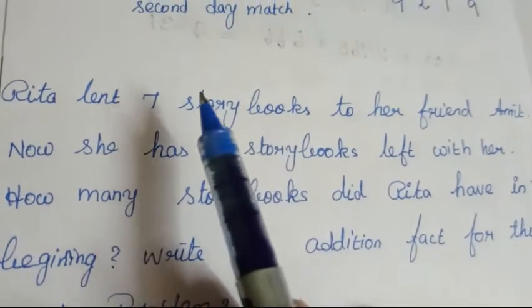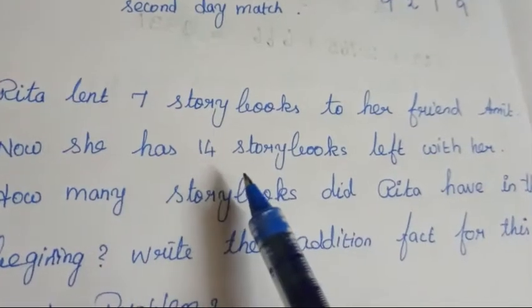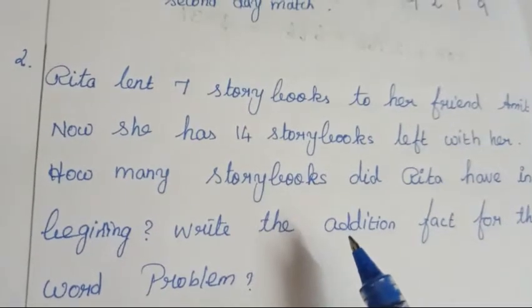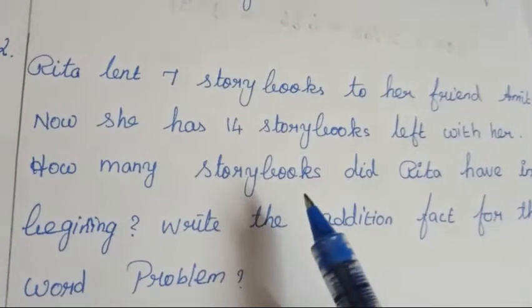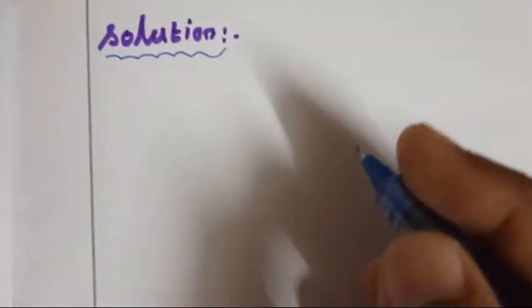Yes, you have to add 7 and 14, so you can get the number of storybooks Rita has in the beginning. Okay, children, now let's write the solution for this word problem.